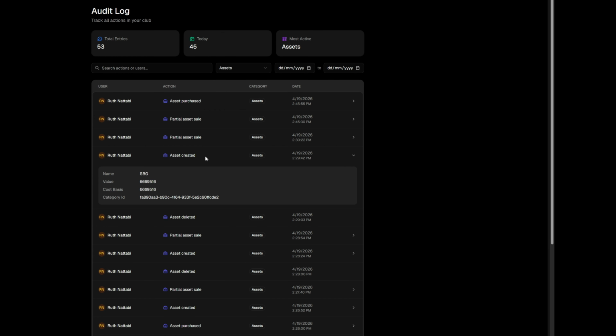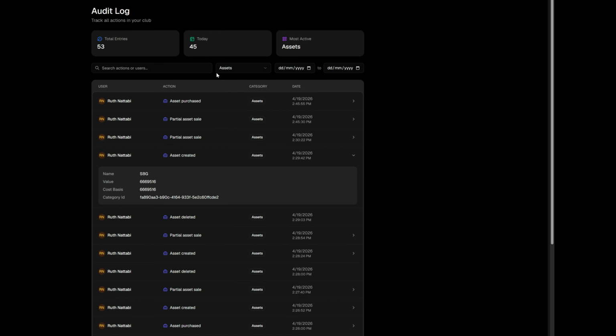The same applies across everything else. A payment recorded, a loan approved, a fine waived, a setting changed. All of it is time-stamped and attributed to the person who did it. For a club with multiple members and an admin managing the day-to-day, this level of transparency is important.